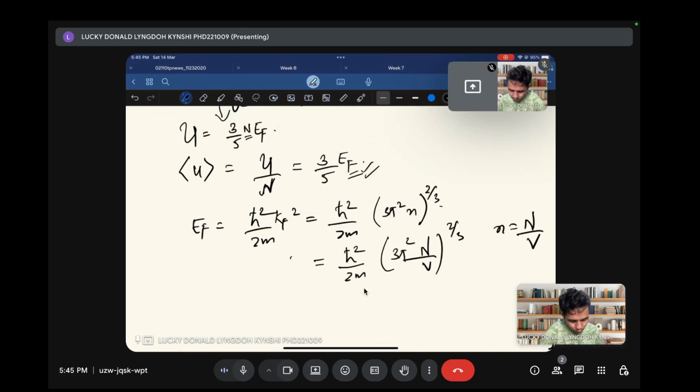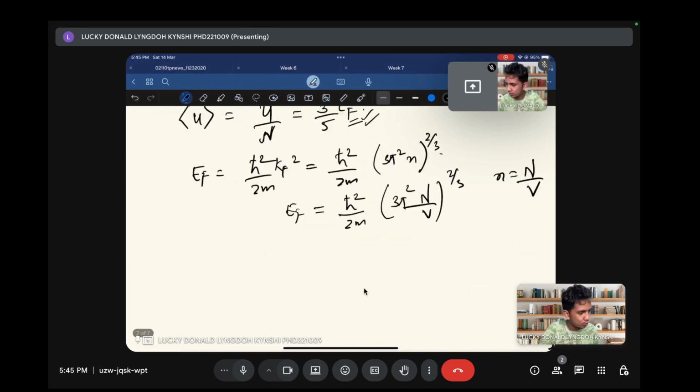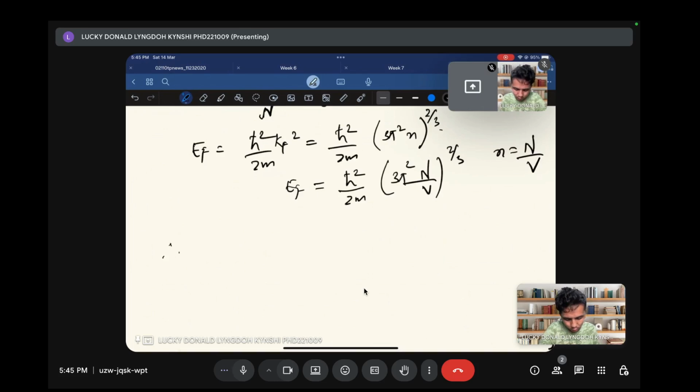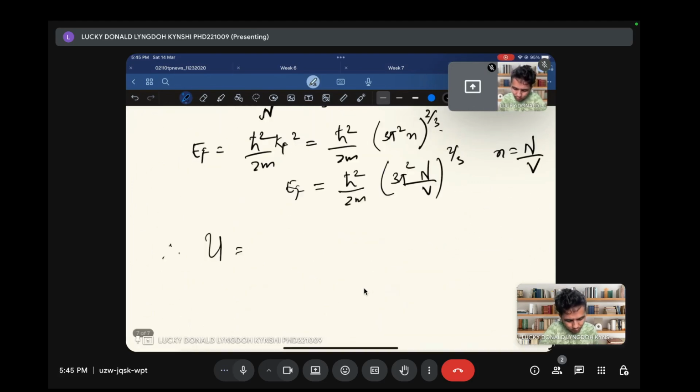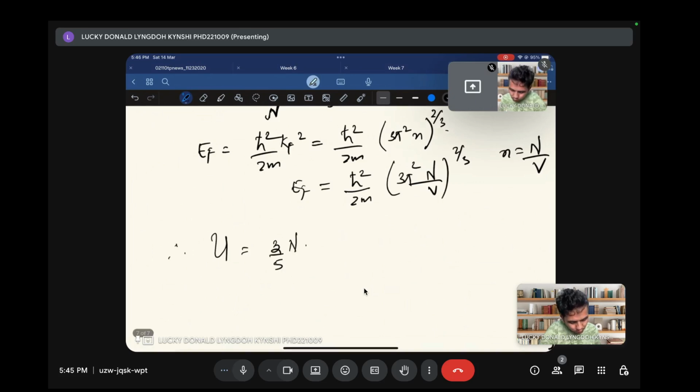EF is already given to you, and you also know what the total energy is. So you can just replace it. Therefore, your total energy, this is exactly the same thing as in your first problem. U is equal to 3 by 5 N EF. So 3 by 5 will be there, N also will be there. EF you just substitute here, ħ² by 2m and (3π²N by V)^(2/3).